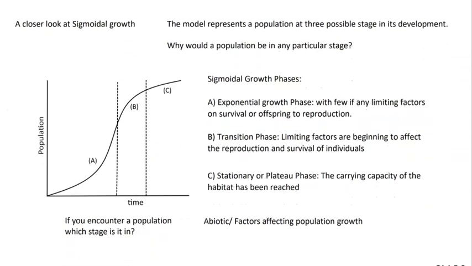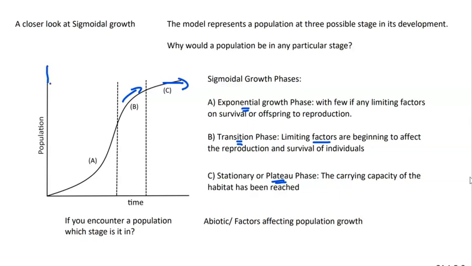The sigmoidal curve has a number of descriptors that are associated with it. The early phase in which the limiting factors are not really restricting the population, or less so, is known as the exponential phase. Then what happens is the rate of population growth begins to slow. This is called the transitional phase, so limiting factors are beginning to take effect. And then we reach the plateau, which is known as the stationary phase.